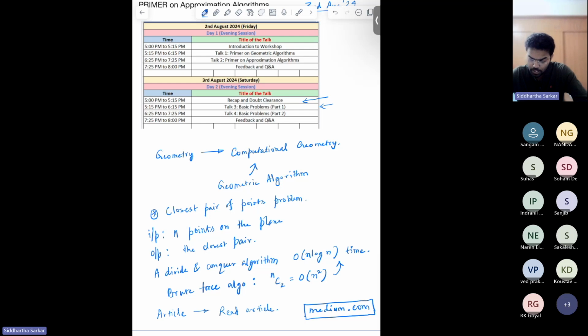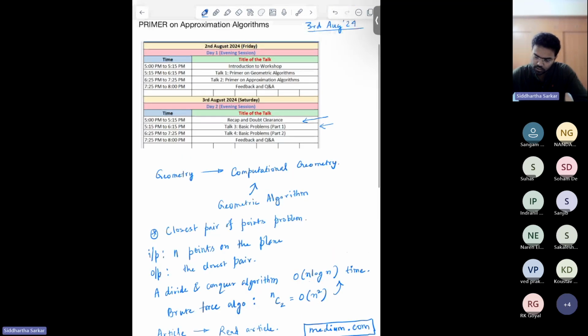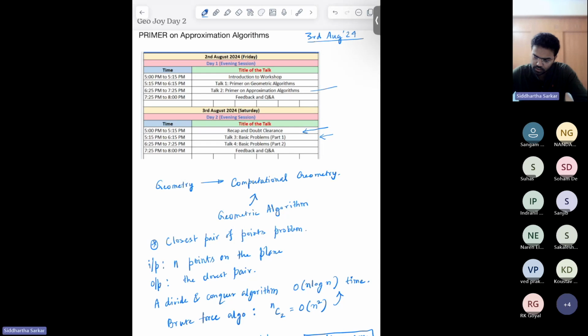All right. So I will move to my laptop and show you some presentation. In fact, we are going to look at this part. So we did not cover a primer on approximation algorithm. First, we will see this talk, which we were supposed to do yesterday. We'll see this now. So what I will do is I will stop sharing.